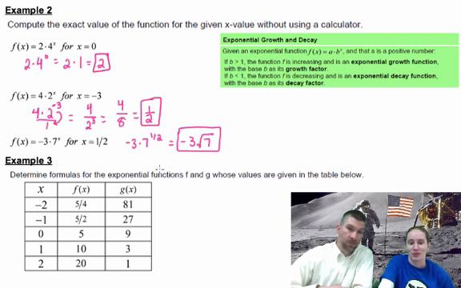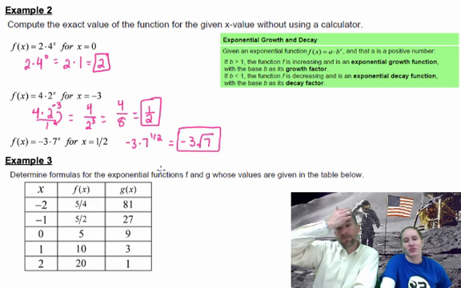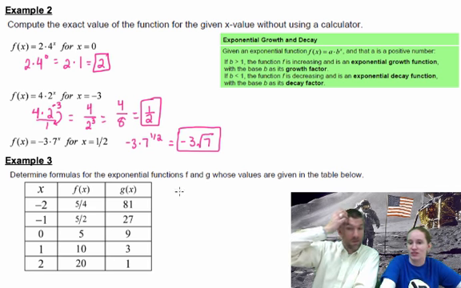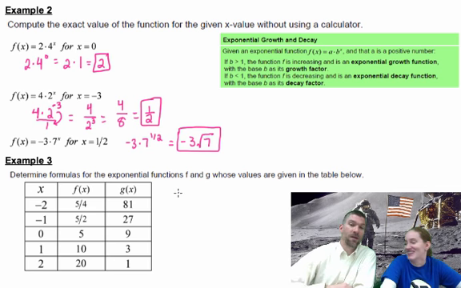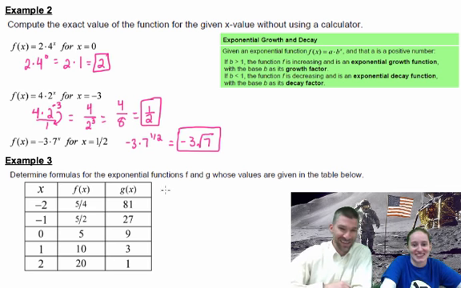Okay. Example 3. Determine formulas for the exponential functions f and g whose values are given in the table below. Did you say f and g? I said f and g. Okay, all right. Just making sure. Thanks. So let's start with f of x.